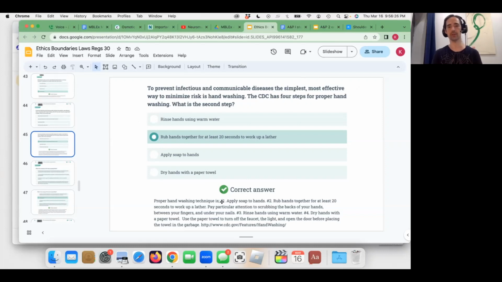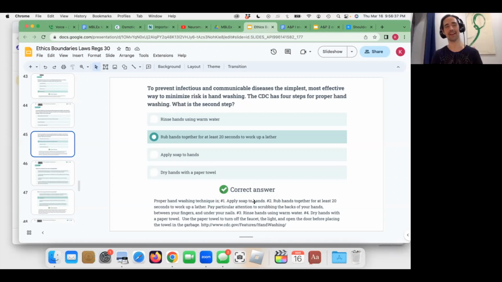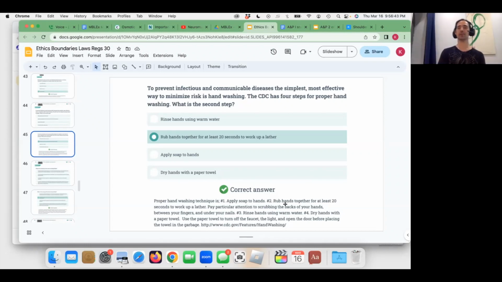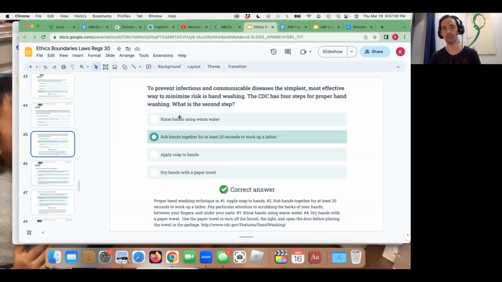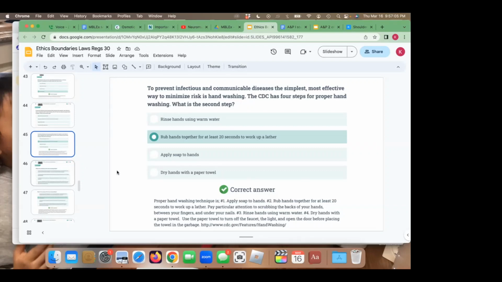Okay, good. So we have to get this really clear. So the first one is apply soap. I misled you. Don't laugh at the old man. I would never apply soap first. Yeah, me either. The first one is apply soap to the hands. Number 2 is rub hands together for at least 20 seconds to work up a lather. Number 3 is rinse hands using warm water. Number 4 is dry hands with a paper towel. So it's apply soap, rub hands together, rinse hands, dry hands. Okay. Yeah, all right. I agree.